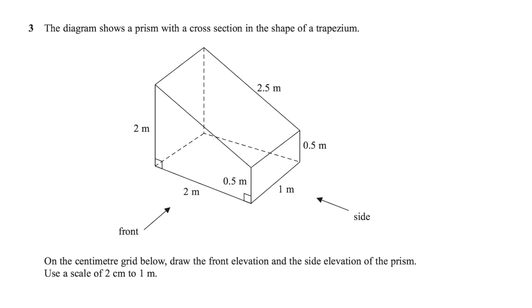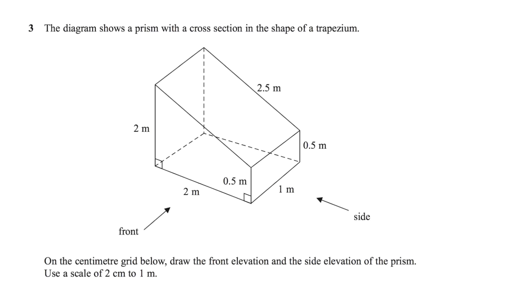In this lesson, we'll be focusing on question 3. The diagram shows a prism with a cross-section in the shape of a trapezium. On the centimetre grid below, draw the front elevation and the side elevation of the prism. Use a scale of 2 centimetres to 1 metre.